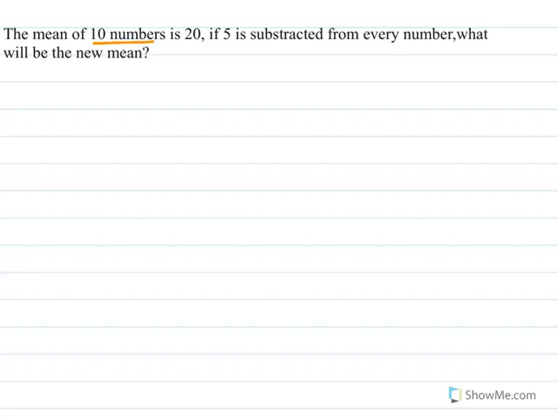The mean of 10 numbers is 20. So mean equal to 20, number of observations here is 10.